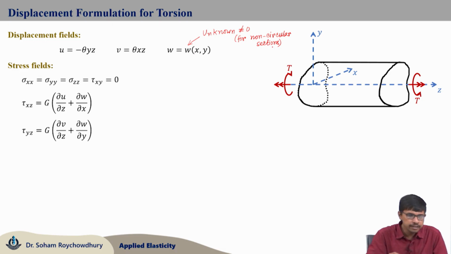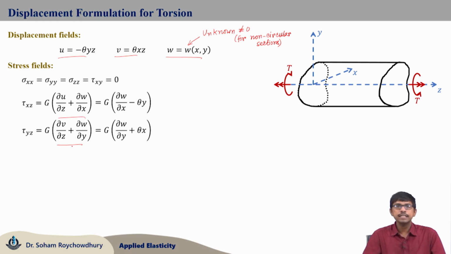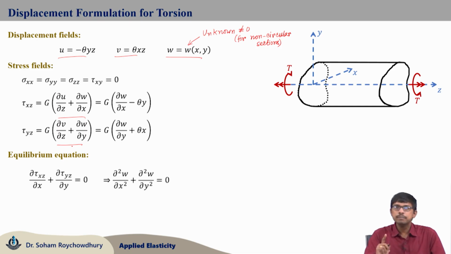Now, replacing these u, v and w in these two equations, you will be getting tau xz as g times del w del x minus theta y, tau yz as g times del w del y plus theta x. And note that w is a function of x and y only, independent of z. Now, coming to the equilibrium equation, for the torsion problem we were left with only one equilibrium equation to be satisfied, that we had discussed in the previous lecture.